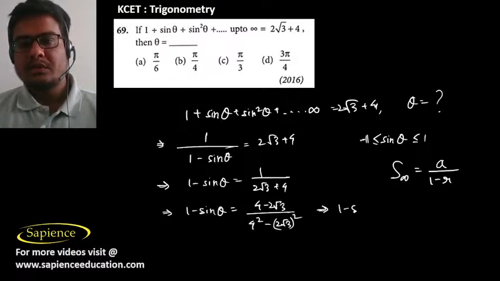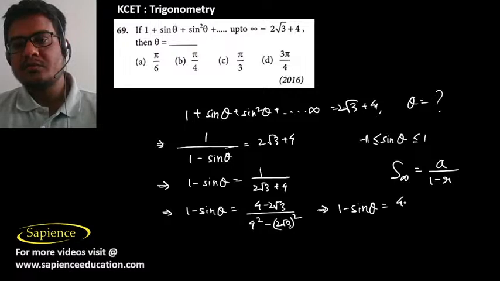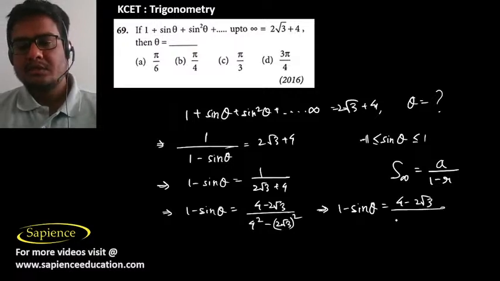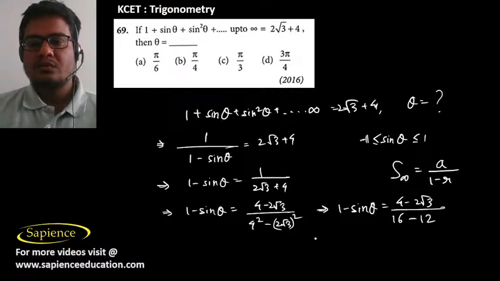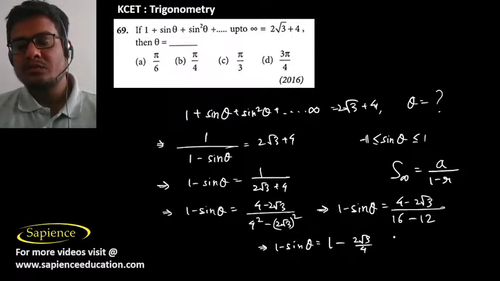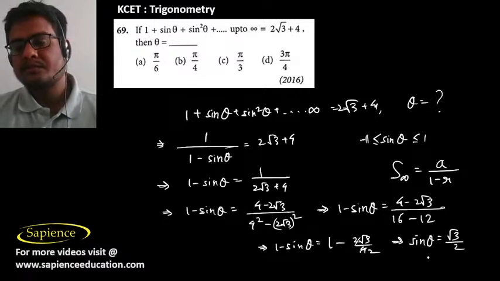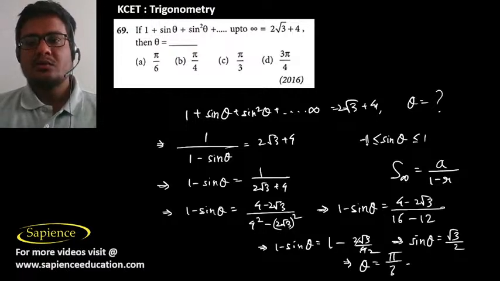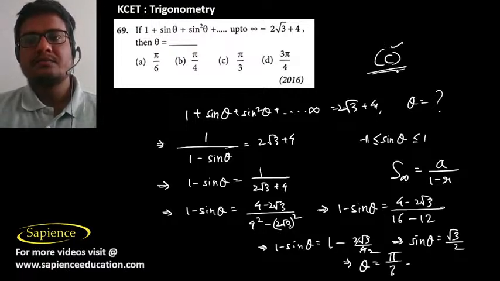So therefore 1 minus sine theta will be equal to 4 minus 2 root 3 by 16 minus 4 3s are 12. So this is 4. So therefore 1 minus sine theta is equal to 1 minus 2 root 3 by 4, so that is root 3 by 2. So therefore sine theta equals root 3 by 2. It means that theta will be equal to 60 degree, that is pi by 3. So option C is the correct answer, that is pi by 3.